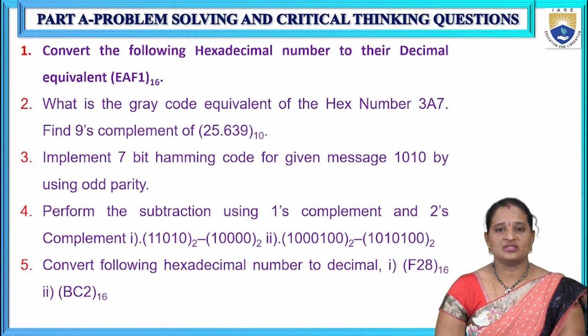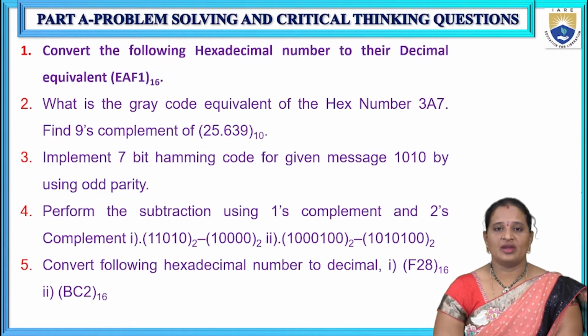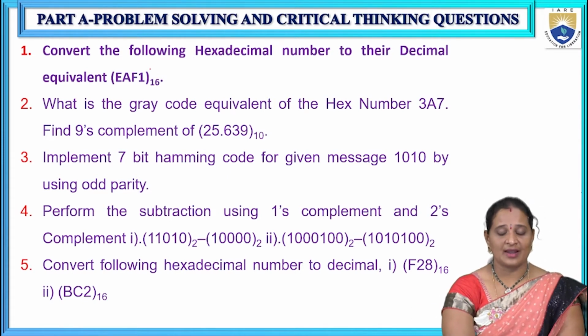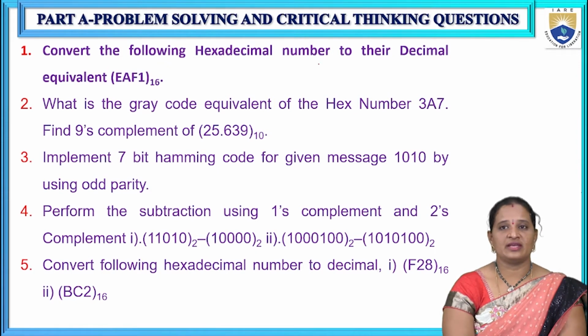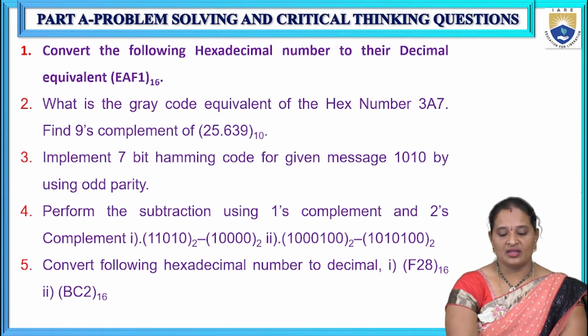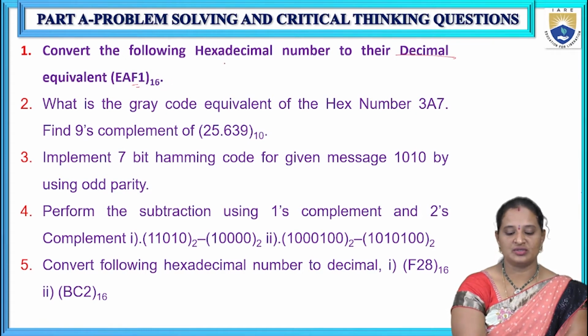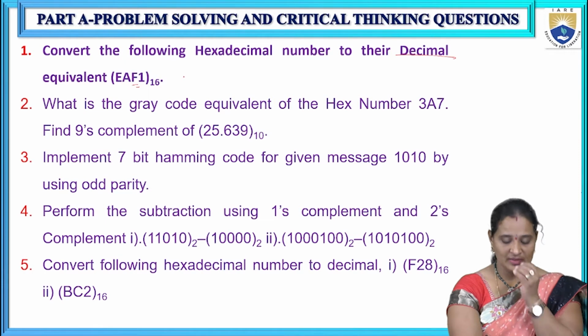So part A consists of 10 problem solving and critical thinking questions. So first we'll start with that part A. Convert the following hexadecimal number to its decimal equivalent. A hexadecimal number is given, which is EAF1 to the base 16, and now we need to convert this into its equivalent decimal number.